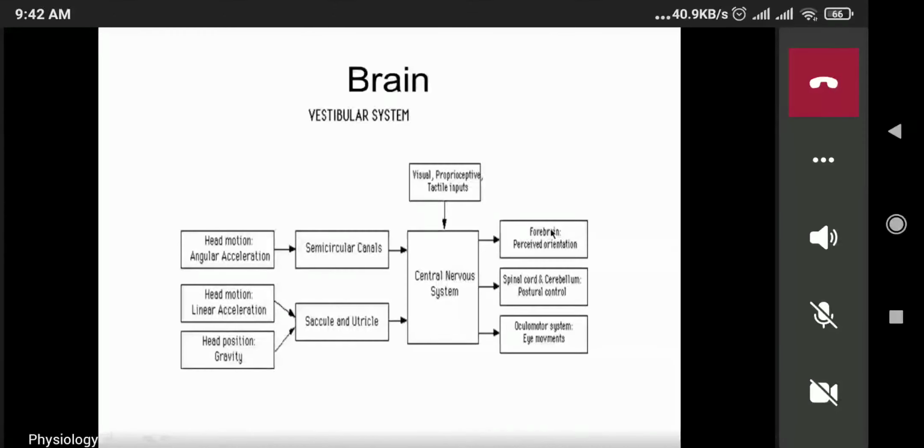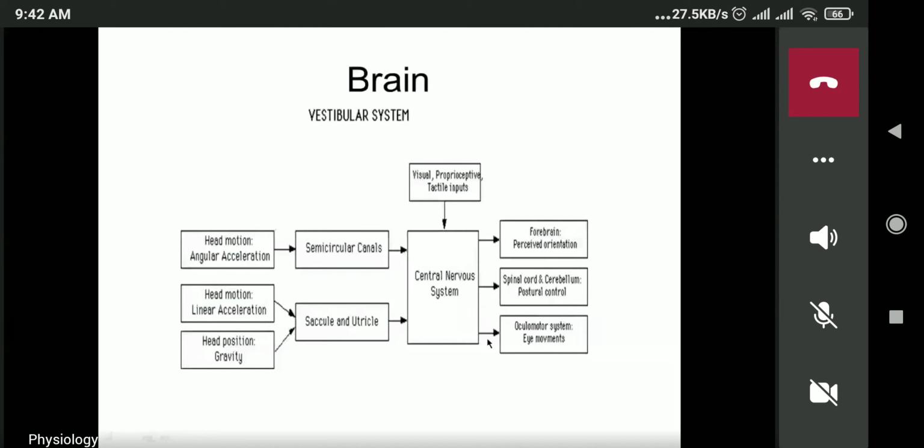Forebrain for orientation, spinal cord and cerebellum for postural control, and oculomotor system for eye movement, and from the eye movement the reflexes also originate. All those things combined help in maintaining our tone, posture and equilibrium. Is it clear to you all?